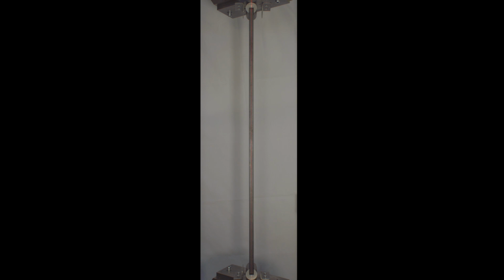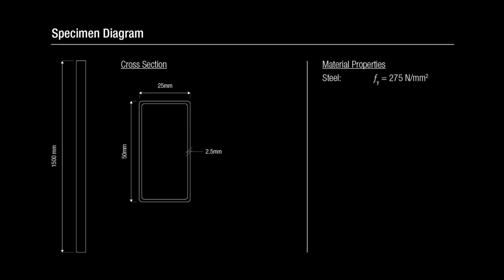This video shows a pin-ended slender column being tested in compression. The specimen is a rectangular hollow section made of structural steel. The length has been chosen such that the failure is dominated by buckling instability. This is primarily a geometric effect.